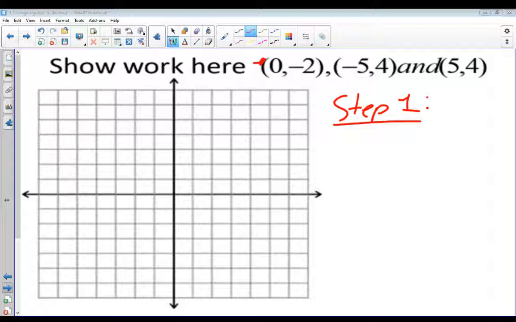First, let's do 0, -2. 0, 1, 2. So that's the first point. Then let's do -5, 4. -1, -2, -3, -4, -5. And then 1, 2, 3, 4. And then the last point, 5, 4. 1, 2, 3, 4, 5. 1, 2, 3, 4. Okay. Now let's connect the dots. There you go, that one. Let's connect that one. And let's connect this one.